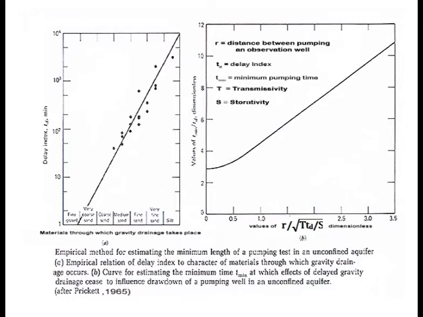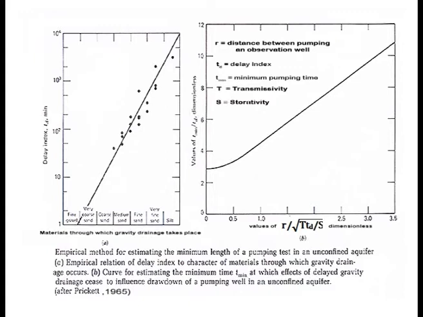So, there is an empirical formula here. You see the diagram, standard curves are given there. These are given by Boulton, and you see first the delay index is plotted on the log scale, and on the arithmetic scale the type of material is written there. Suppose unconsolidated material is there, gravel, sand, whatever the type of material of the aquifer in which you are conducting the pumping test, from here you can determine the delay index. You see the second diagram.